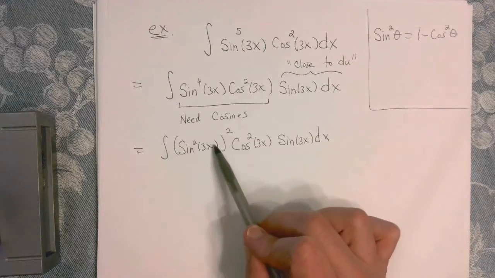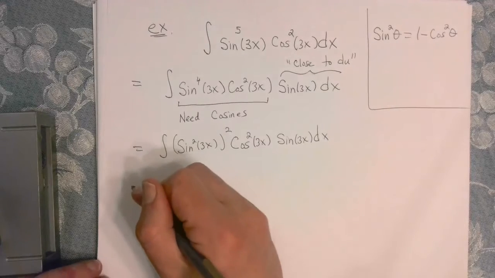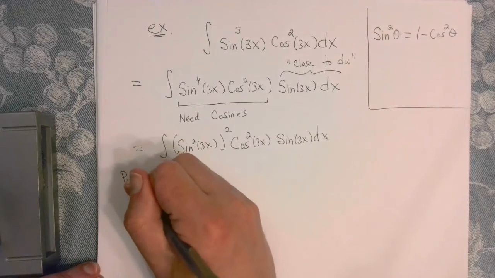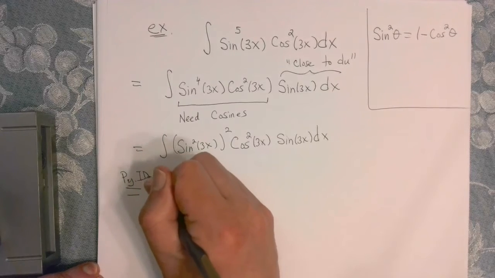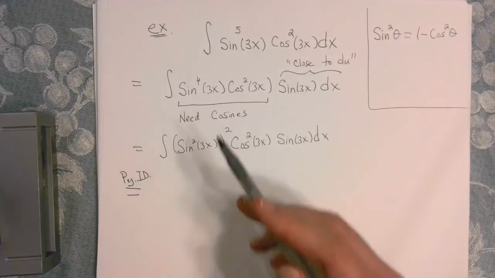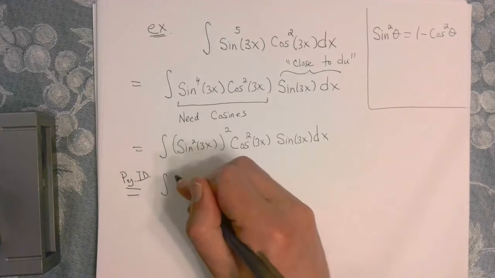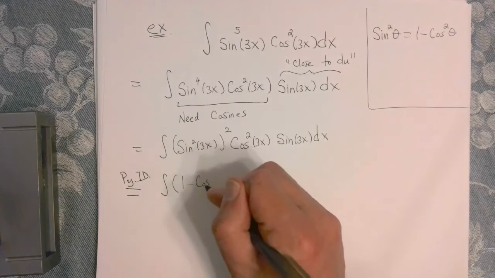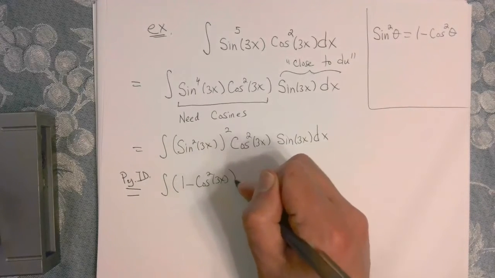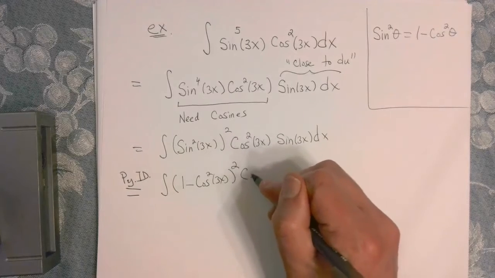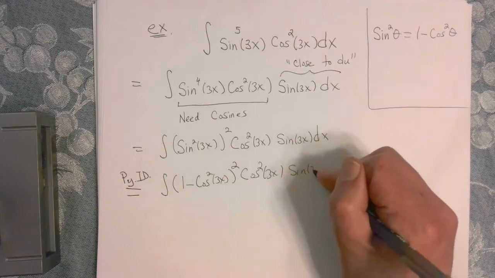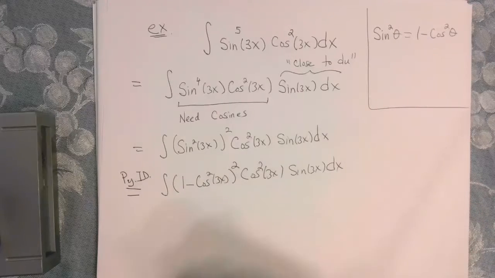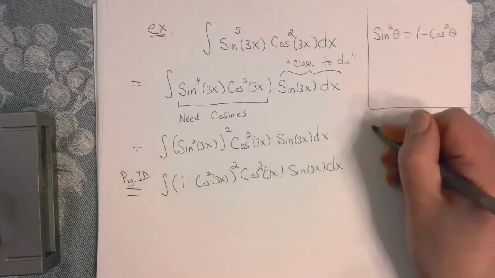Okay, so remember, how do I turn this into cosine stuff? Well, by the Pythagorean identity. So we're going to abbreviate it. So my little justification over the equal sign. So by the Pythagorean identity, this is the following. So this is 1 minus the cosine squared of 3x, quantity squared, times cosine squared of 3x, times sine of 3x dx. Well, that's really nice because that sets us up for a u substitution.